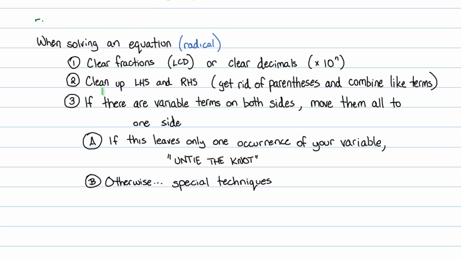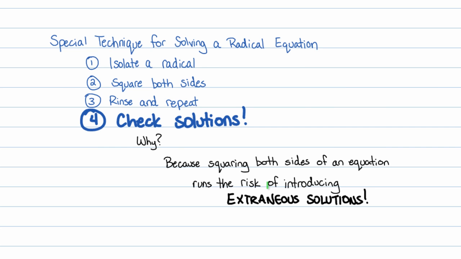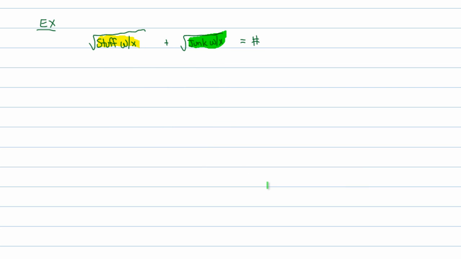So we have two different versions of our variable x. And remember what I said over here, that once you get variable terms on one side, one of two things happens. Either you only have one occurrence of your variable, or you have a couple or more occurrences of your variable that can't combine. If that's true, you could move on to special techniques. And the special techniques for solving a radical equation means isolate one of the radicals, square both sides, rinse and repeat, check solutions. So let's isolate one of the radicals.